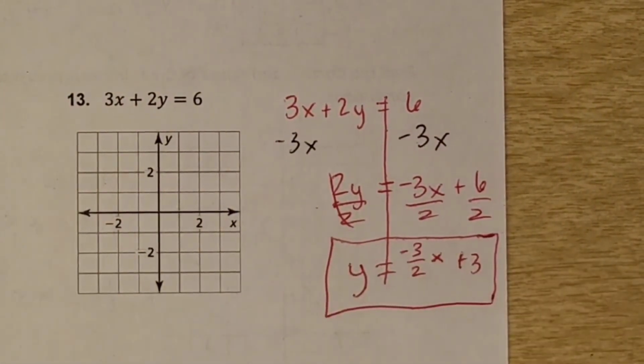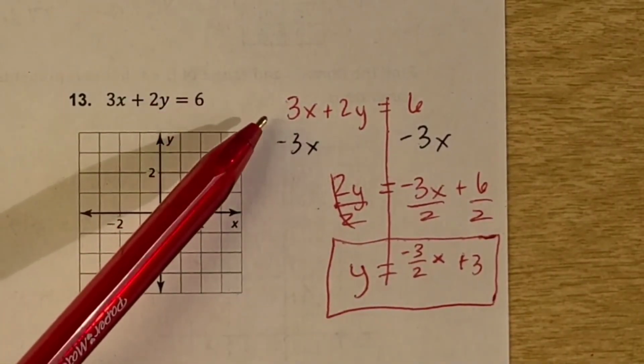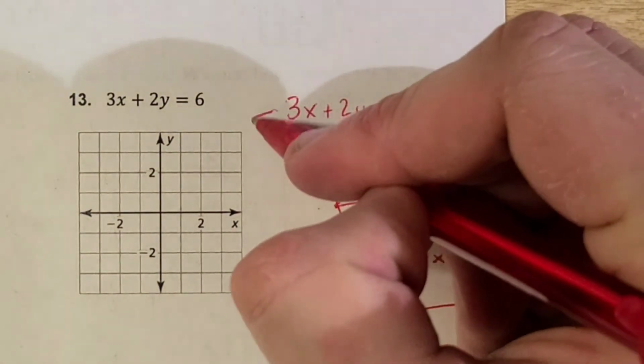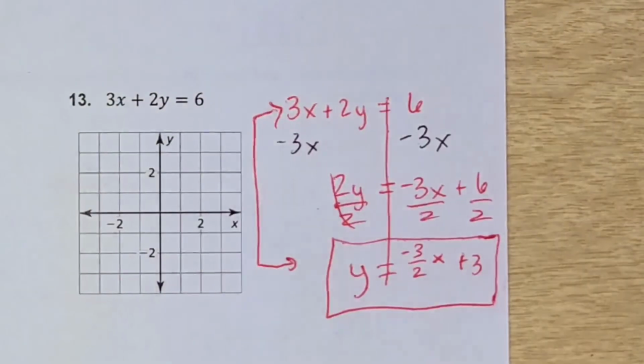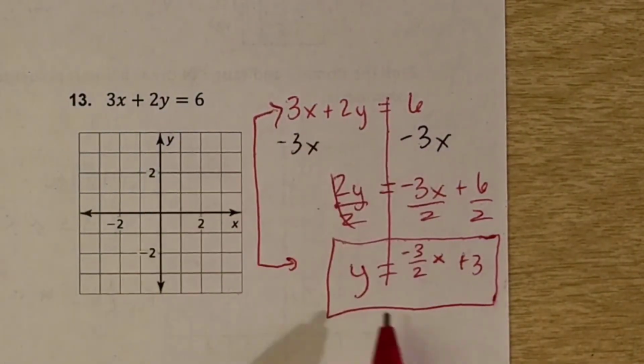Now, I have not changed the line itself. These two equations are the same. Just one's written in standard form, one's written in slope-intercept form. So if I were to graph both of them, it's the exact same line.